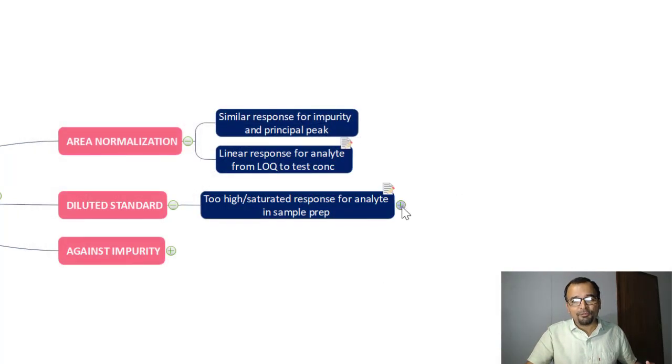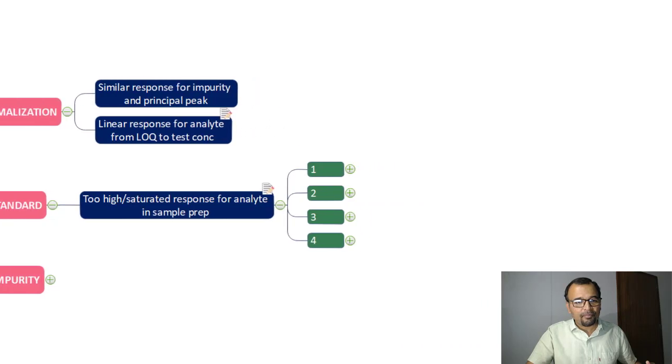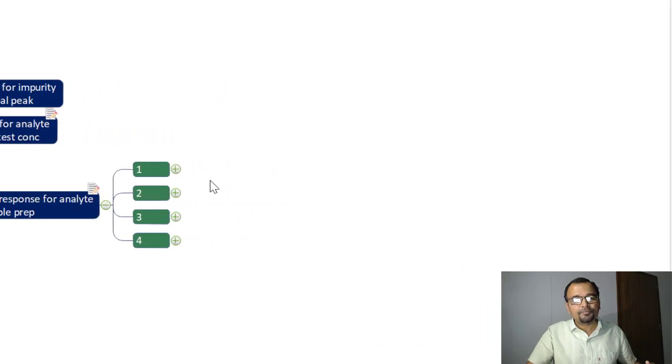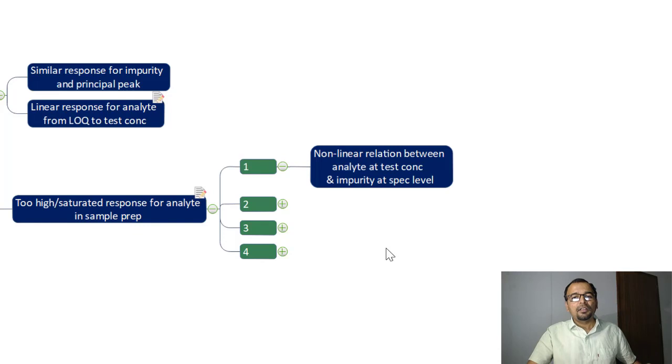So the point number one is, if there is a non-linear relationship between analyte concentration, especially the analyte at the test concentration, and the impurity at the spec level, then you must think about the diluted standard technique. And I am going to explain how one can use it.